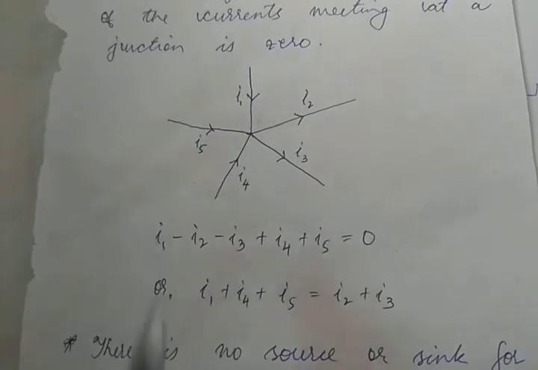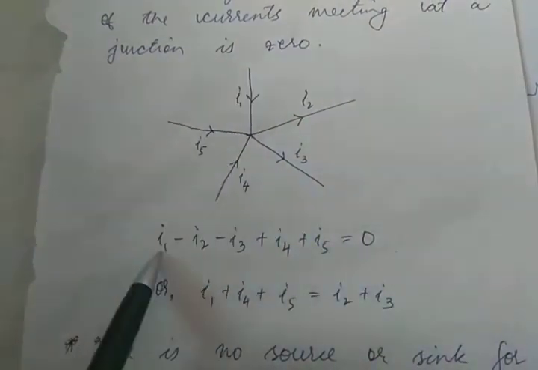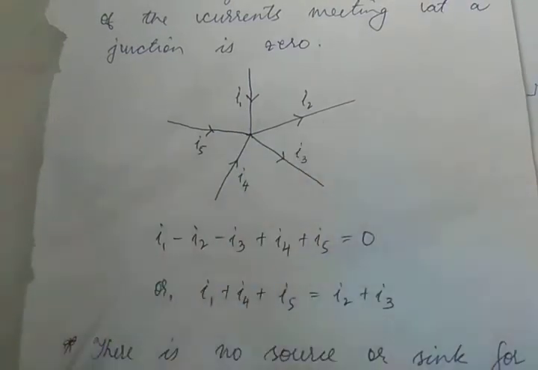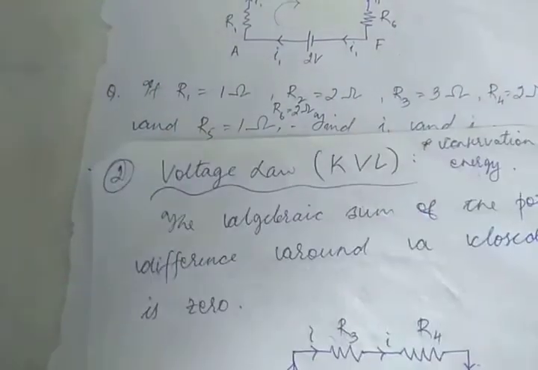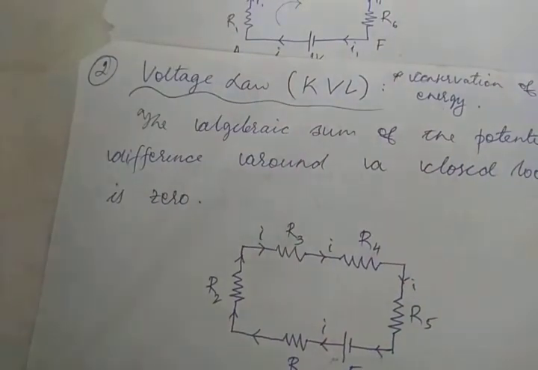Remember, if you take current flowing into the junction to be positive, which we have done over here, the current flowing out of the junction will be taken to be negative. Okay, then comes the second law. This is even more important, okay, than the first law.